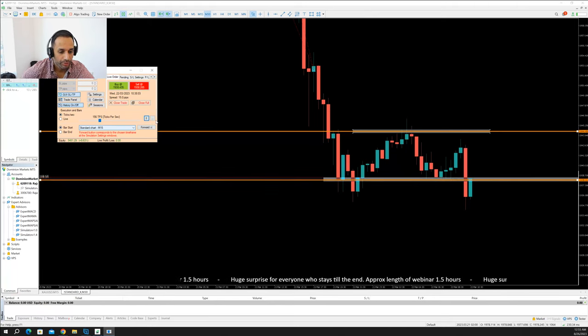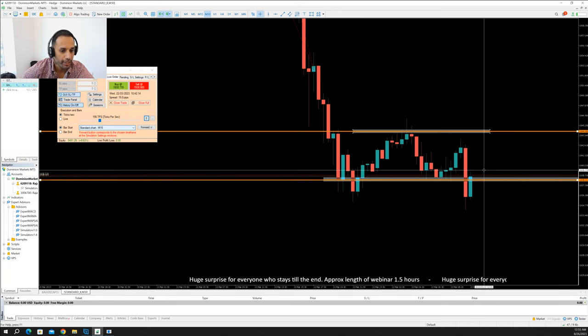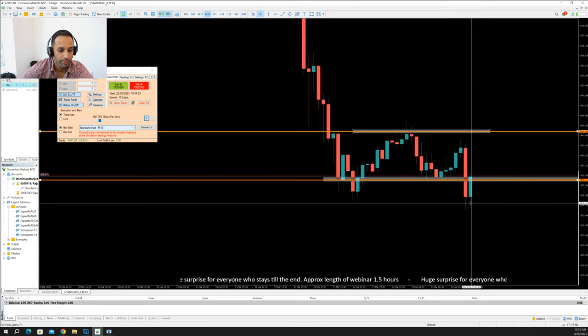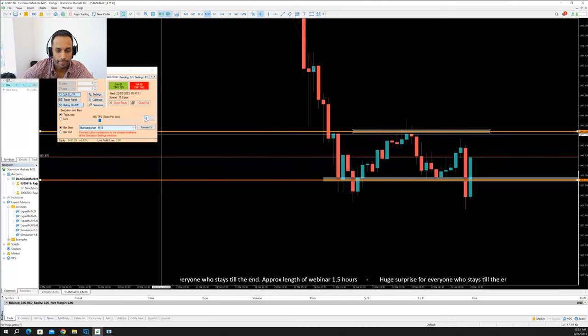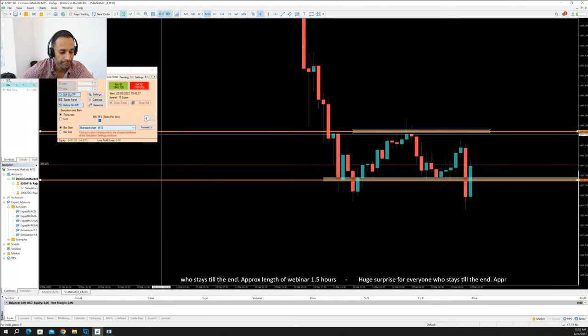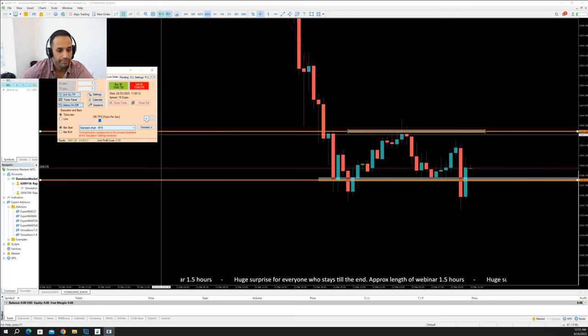So what else can we do? I mean, if we close back in the range, that could give us an opportunity for a fake out trade, because then this move down basically becomes a fake out. Yeah, probably. Look at that. The candle's about to close in 5, 4, 3, 2, 1. Fake out.